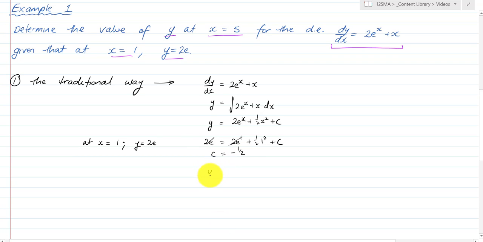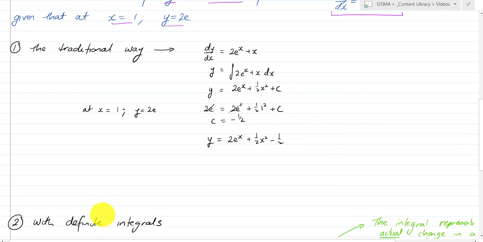That leads us to the fact that y is equal to 2e to the x plus a half x squared minus a half. So that's nice. Now we can work out at x equals 5, y is equal to 2 times e to the 5 plus a half times 5 squared minus a half. Things aren't quite as nice this time. I can write it down as 2e to the 5, 12 and a half minus a half, so plus 12. And I could work out what that's equal to, but e to the 5 is pretty big, but anyway, there we go.